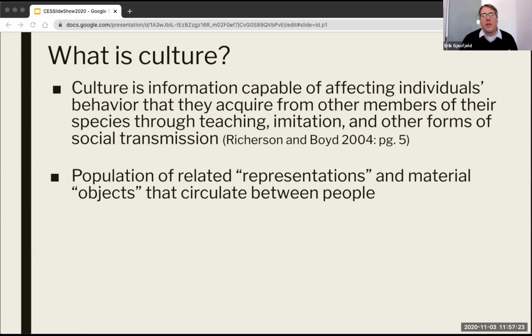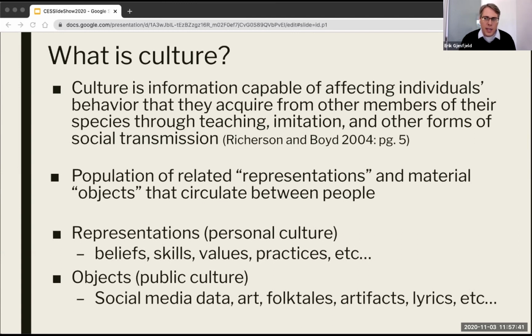We look to supplement that definition by further dividing it into the notion that culture is a population of not only related representations, so mental representations, but also of physical objects that circulate between people. So it's pulling it apart into these two interacting aspects of representations and objects. And what we want to focus on is that there is a public part of culture. There's a material representation of the beliefs and skills and values and practices that we see.